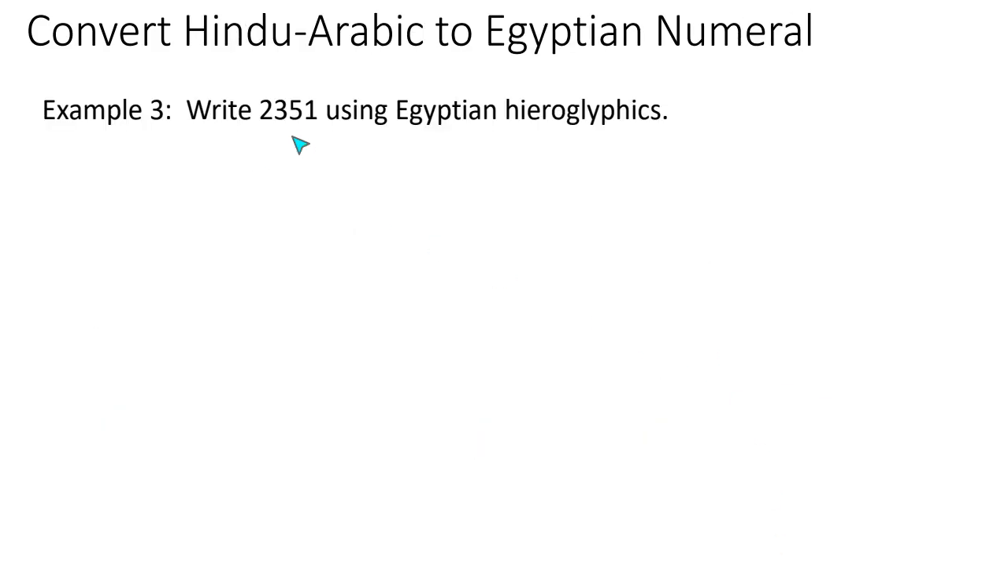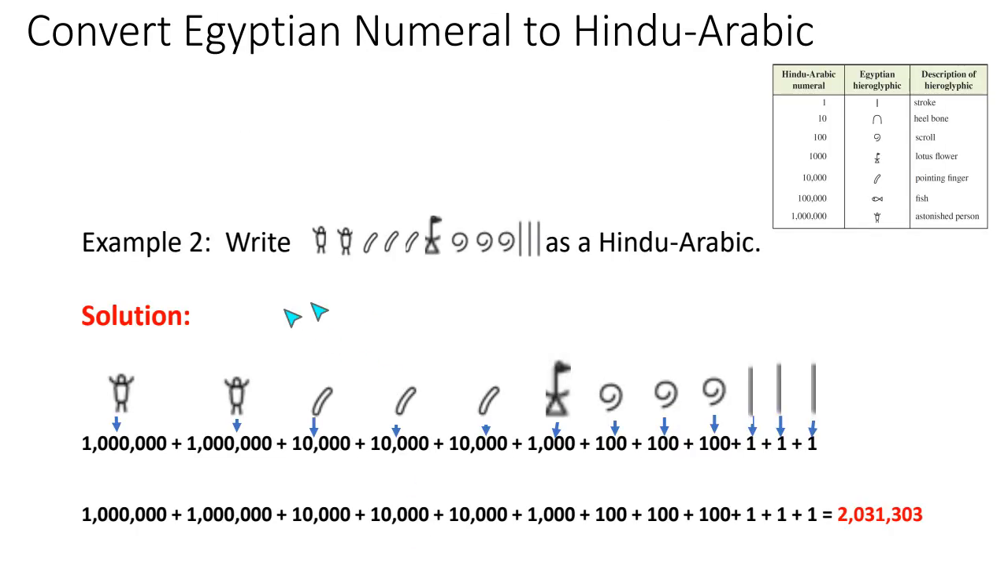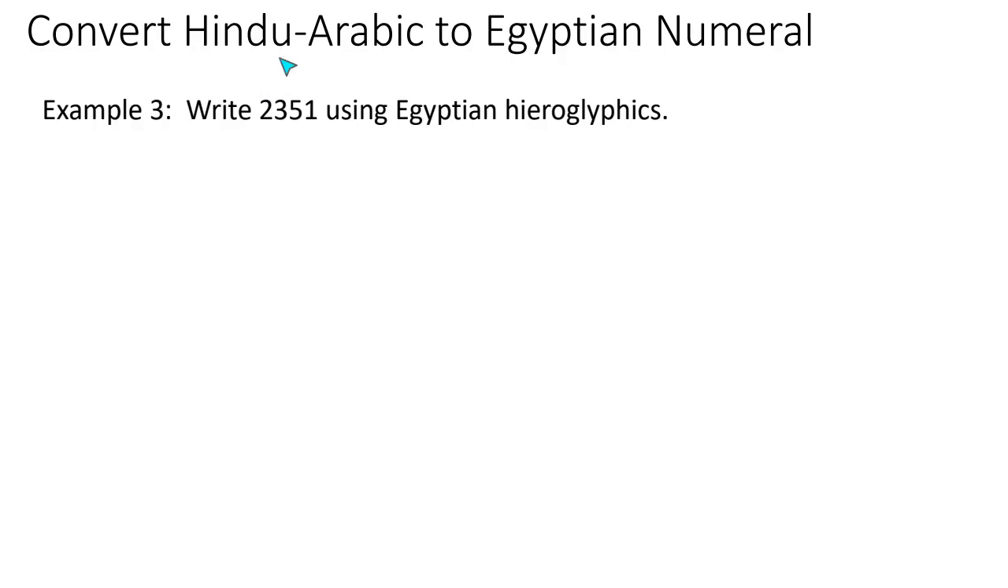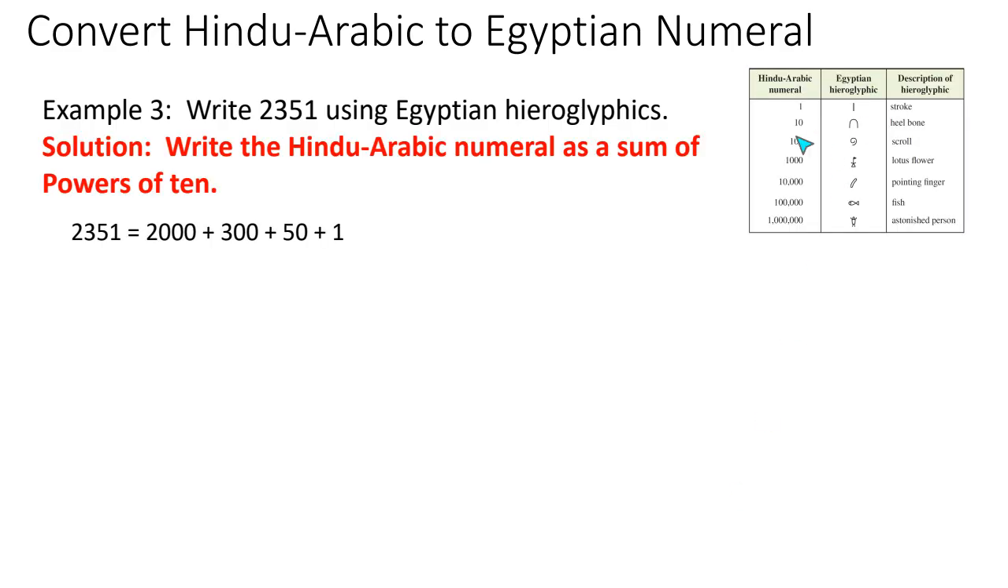Okay, but now what if we want to go the other way, right? So these right here, we're going from the Egyptian to the Hindu Arabic. Now we're going to go from the Hindu Arabic to Egyptian. So again, we want to make sure that we know that we're working with our symbols. So I keep writing our table on the right side.